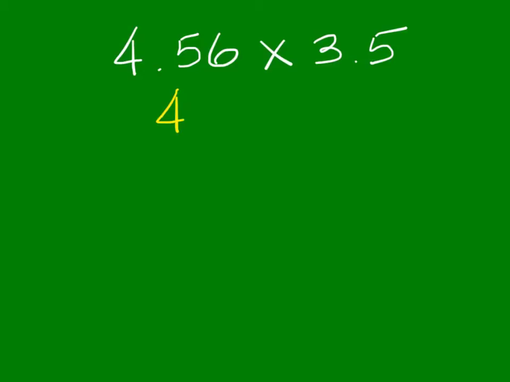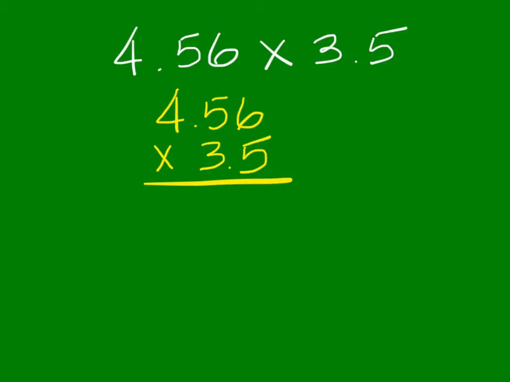Practice number 2. The problem is 4.56 times 3.5. On the practice problem, let's write it like this. 4.56 over top of 3.5 and multiply. 5 times 6 is 30, so we carry the 3 to here to get a 28 and the 2 to there to get a 22.